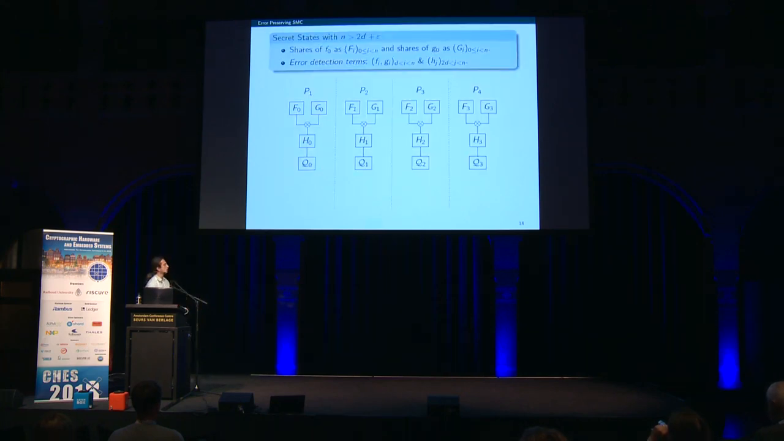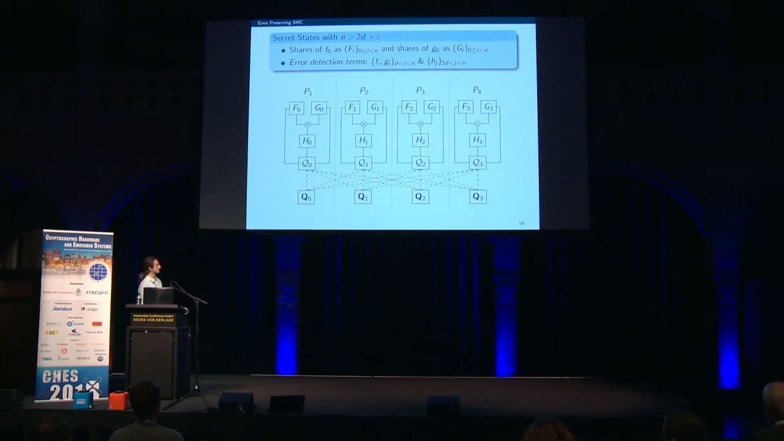So what is our solution? We introduced our error-preserving multiplication scheme. It starts the same as the previous one. Just a reminder, here we have the error detection terms from F and G with degree between D and N, and from H between 2D and N. So, as I told you, this starts the same, and we actually update this QI using some error information from F, G, and H. And then this last step is the same.